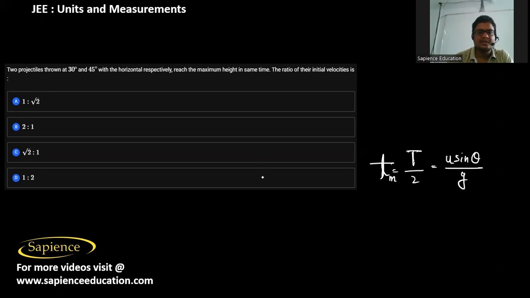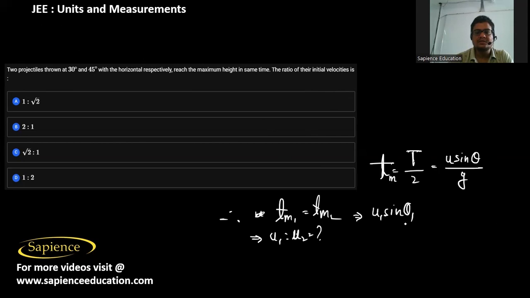So this time to reach the maximum height is the same, but theta is the angle of projection with respect to the horizontal. So therefore we can say that the ratio of their initial velocities have been asked. So here it is told Tm1 is equal to Tm2. Then u1 is to u2 is how much? U1 is to u2 you have to find out. So this implies that u1 sine theta 1 by g is equal to u2 sine theta 2 by g.